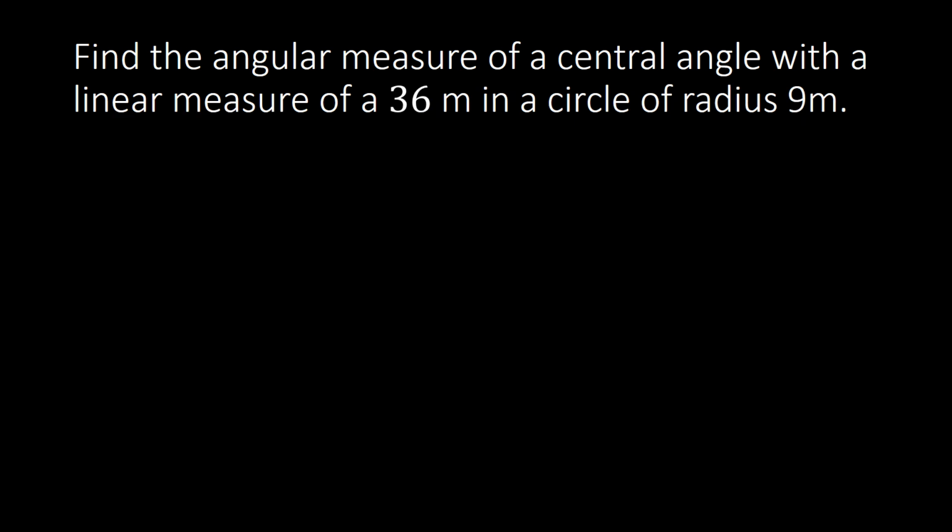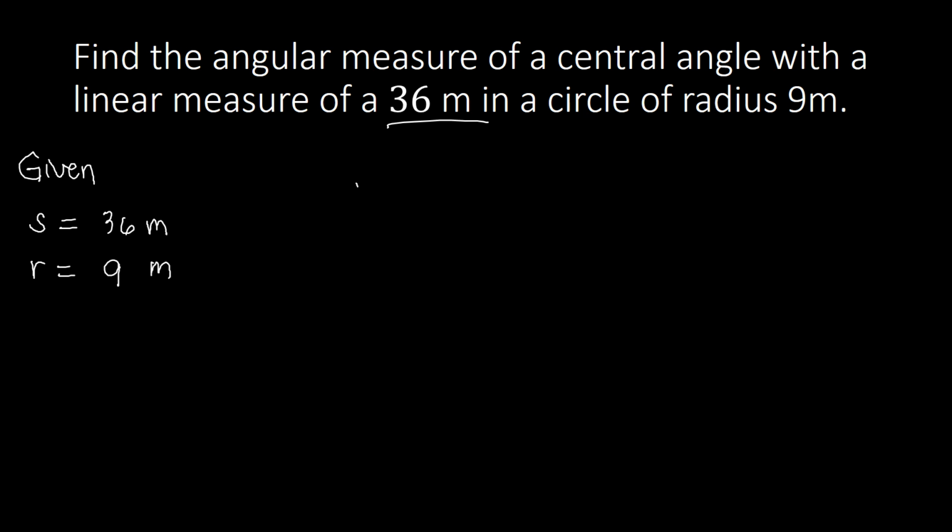We have our next, find the angular measure of a central angle with a linear measure of 36 m, or meters, in a circle of radius 9 meters. So again, we are to write our given information. We have 36 meters, which is our arc length or the linear measure. And then we have our radius, which is equal to 9 meters.